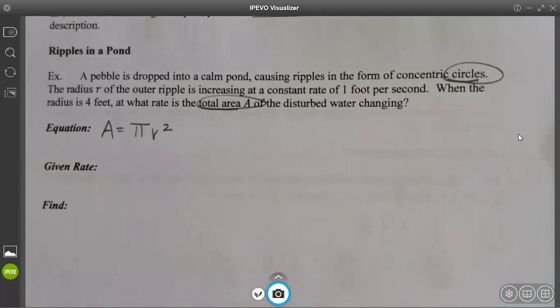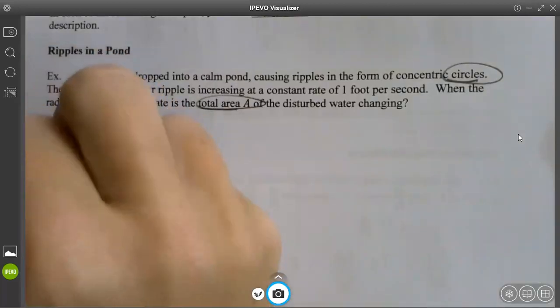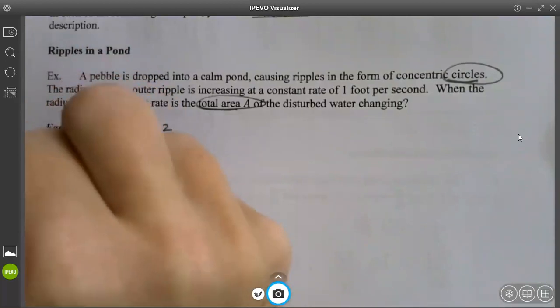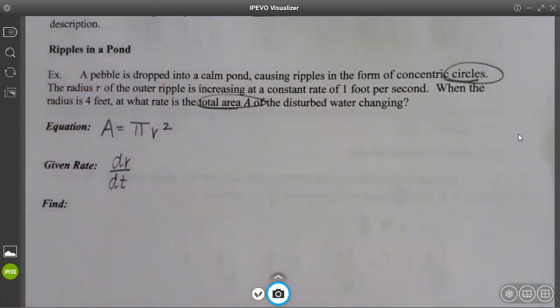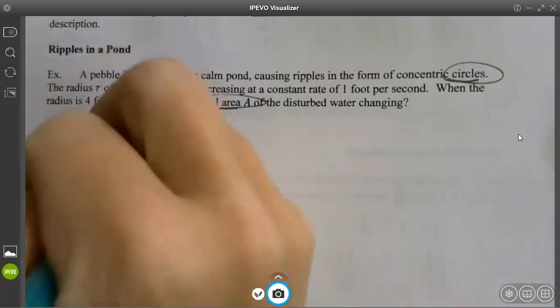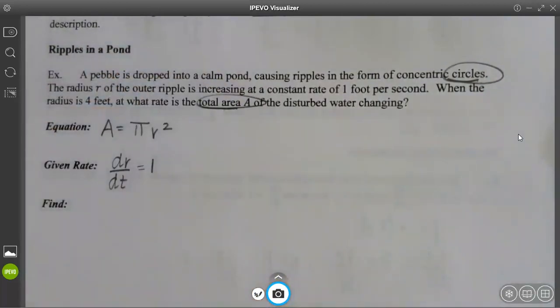All right, what is your given rate? 1 foot per second. Good. So what is that rate? The radius is changing at a constant rate, increasing. What if it said decreasing? Maybe negative one. Everybody understand that? So the radius r of the outer ripple is changing at a constant rate of 1 foot per second. The way we write that is the rate of the radius with respect to time, dr/dt, is 1.